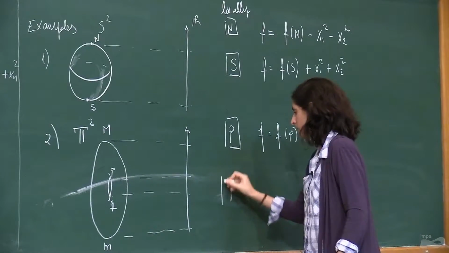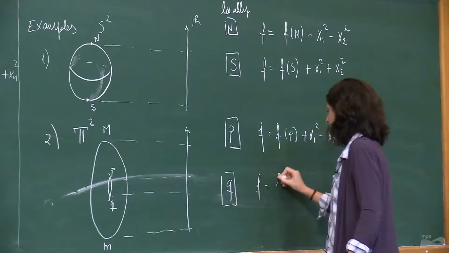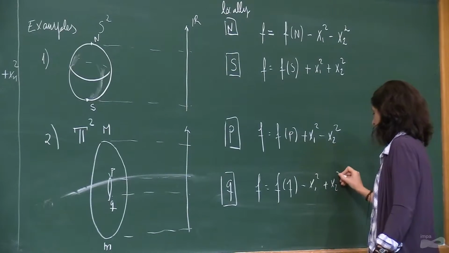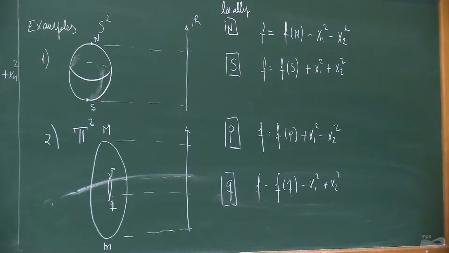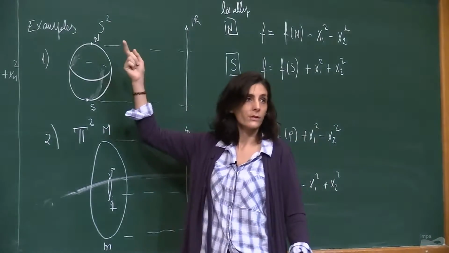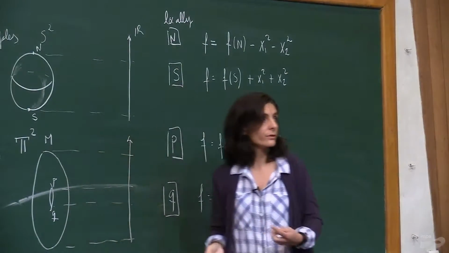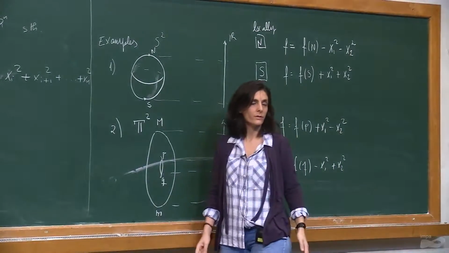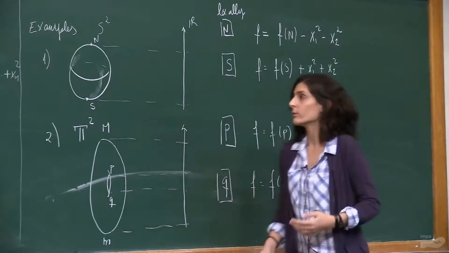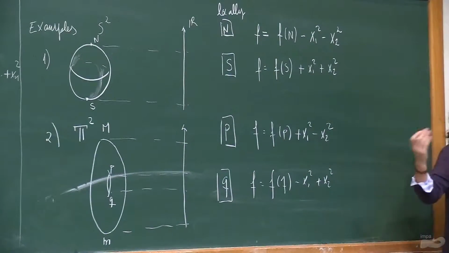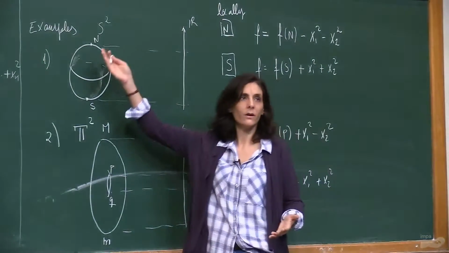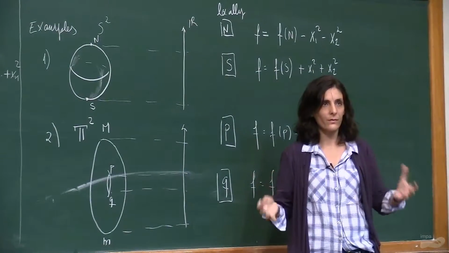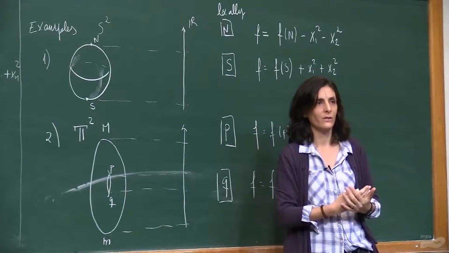And close to Q, F is of the form F of Q minus x1 squared plus x2 squared. So we have this function with 2 critical points on the sphere, this function with 4 critical points on the torus. You may ask if we can find a Morse function with 4 critical points, for instance, on the sphere. So we can do that, but instead of saying explicitly what the function is on S2, what we do is we deform the sphere in such a way that the height function has 4 critical points.